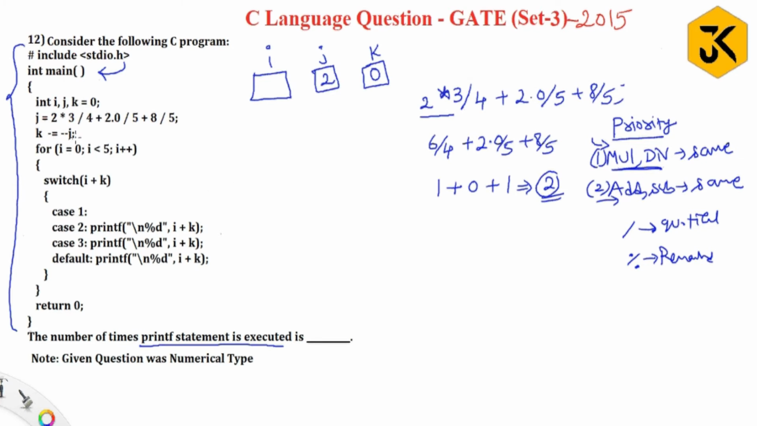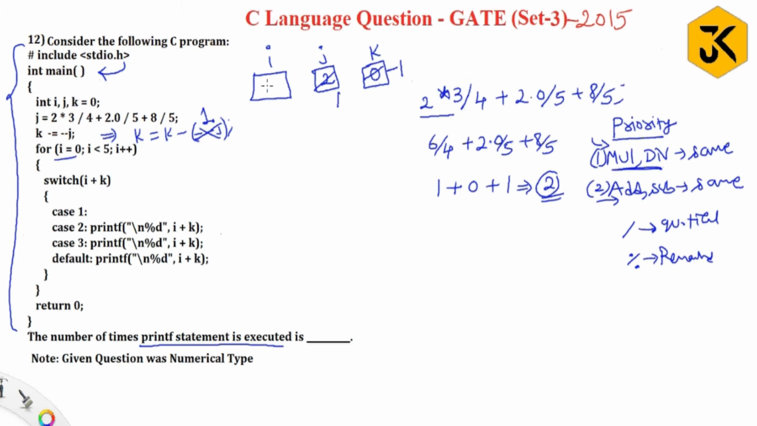Next, k minus equal to minus minus j. This expression I can write as k equal to k minus, minus minus j. Pre-decrement means the j value will be decremented by 1, so you will get the value 1. What is the k value now? 0 minus 1, that is minus 1. That minus 1 is copied to the variable k. So the k value is minus 1, the j value is 1.